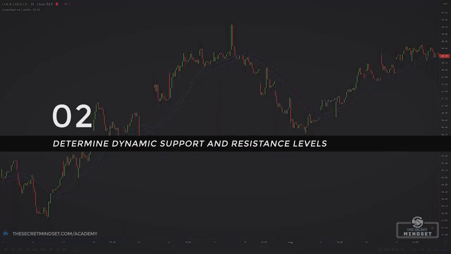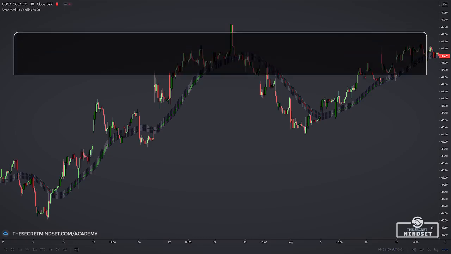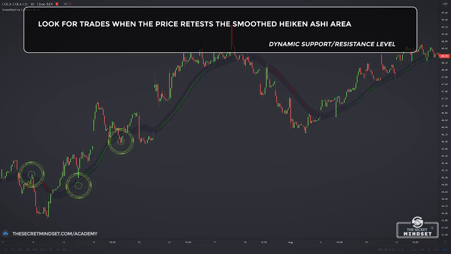Second approach is using smoothed Heiken Ashi for support and resistance levels. If you see the smoothed Heiken Ashi trending higher, you could enter the market on a retest of the smoothed Heiken Ashi level. Likewise, when you are long in an uptrend market, then the smoothed Heiken Ashi can be used as a stop-loss level. The opposite is true for downtrends. In this chart, you can see several examples of how the smoothed Heiken Ashi can be used as a powerful level of support or resistance.